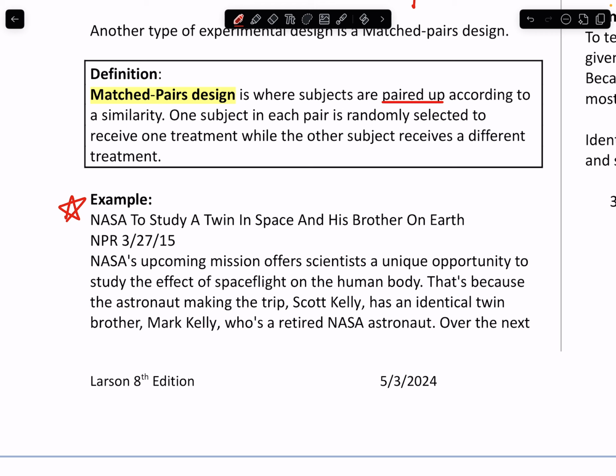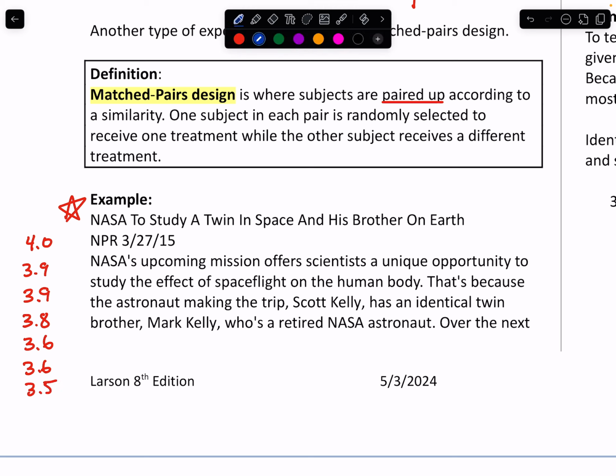And so what I might do, I say, okay, I have the student who's a 4.0, I've got a student who's a 3.9, maybe a 3.8, maybe a 3.6, and so on. And so what I'm going to do is match these pairs together so that ultimately I have kind of a nice split of people.